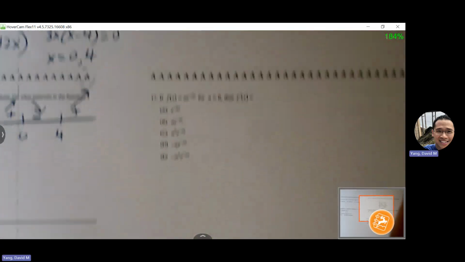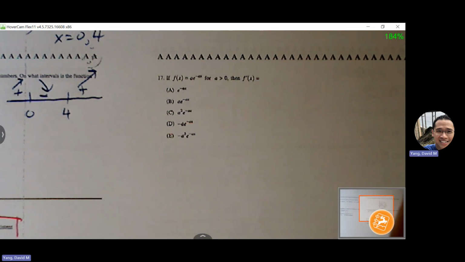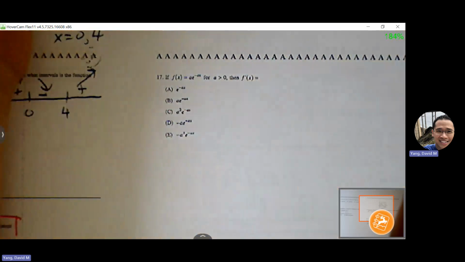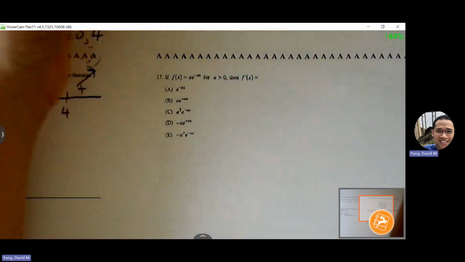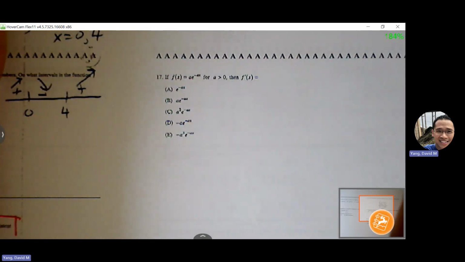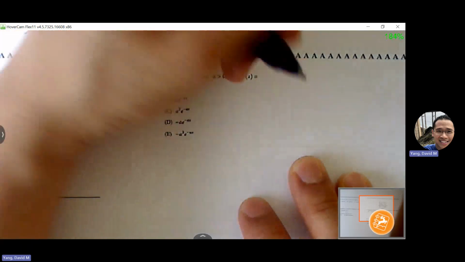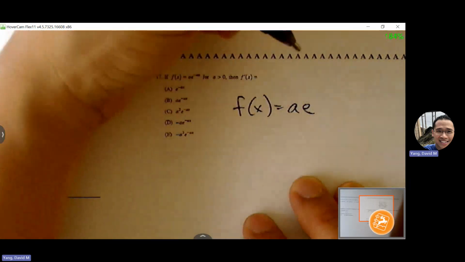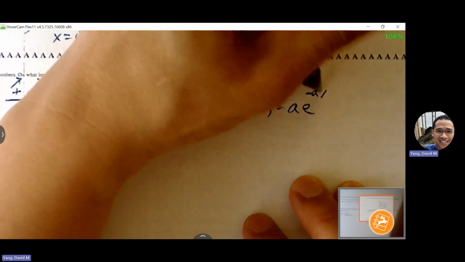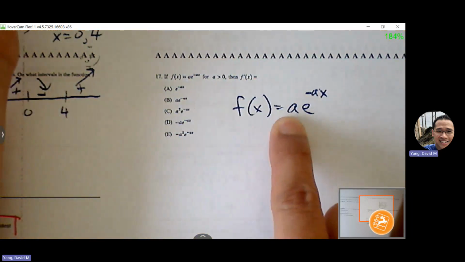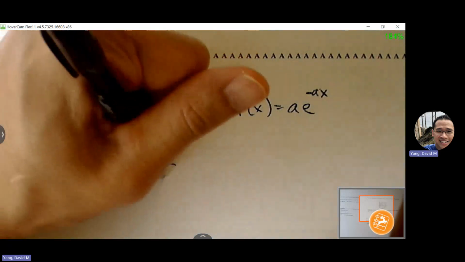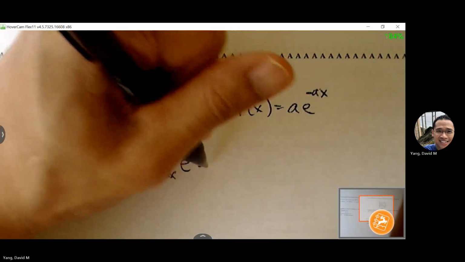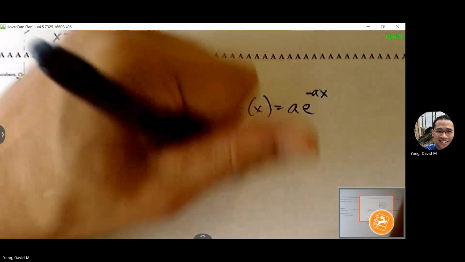Next up, 17. Sometimes College Board likes to insert problems that have these constants to see if that will throw you off. So just remember, your a value is just a number. Imagine this was like 3e to the -3x. How would you find the derivative? Same process. f of x is equal to a times e to the -ax. We know the derivative for e to the u is e to the u times u prime. That's all we need.